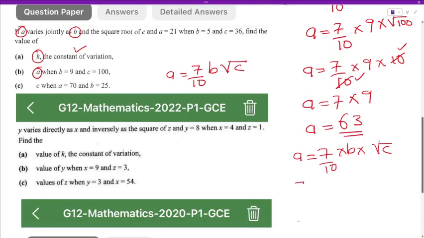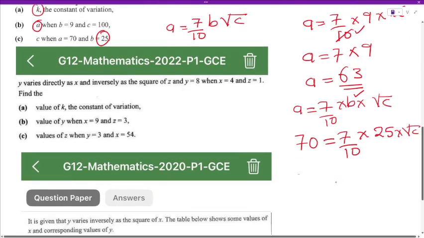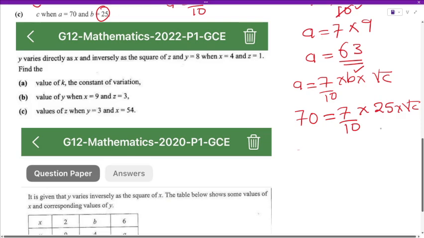So where there's an A, we're going to put a 70, then equals 7 over 10, then times B. What is the value of B? They are saying B is 25, so I'm going to put 25 there, and then times the square root of C. Okay, so for this one, instead of multiplying these values, you can see you have 7 times 25. That will give you a big value. So remember what I said, only multiply when you know what you're doing.